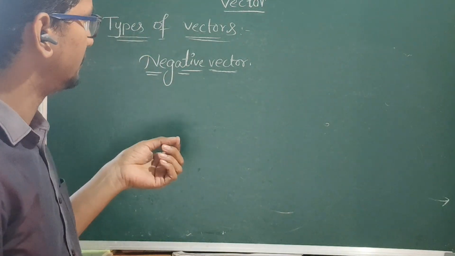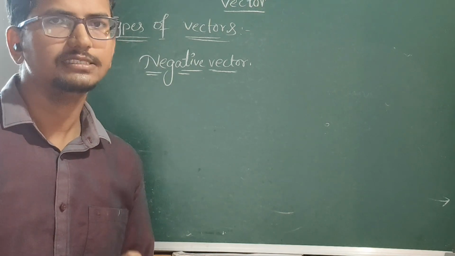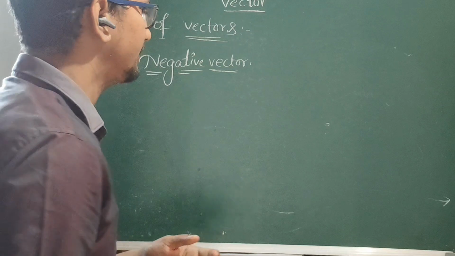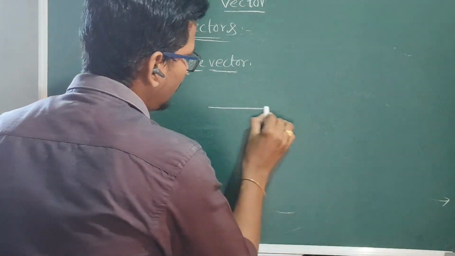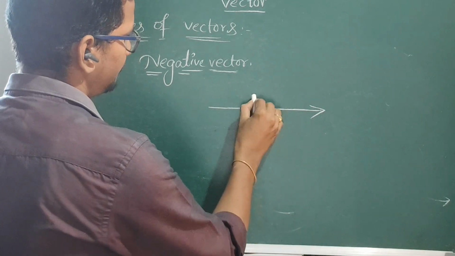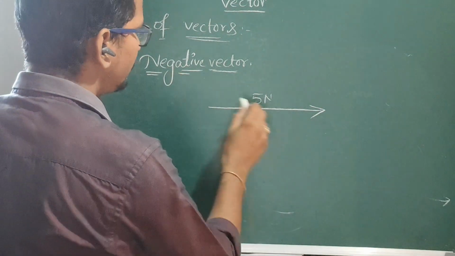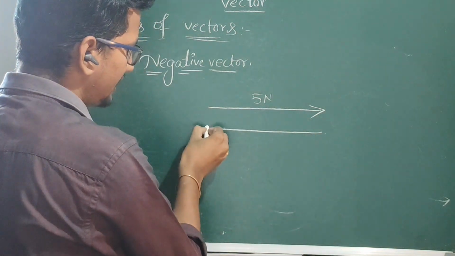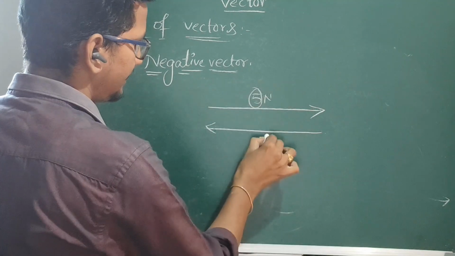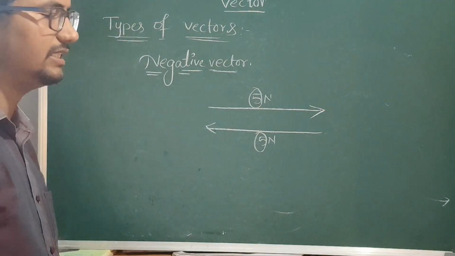Negative vector means the same physical quantity having the same magnitude but opposite direction. For example, say 5 newtons of force is there in one direction. A negative vector is always in the opposite direction with the same magnitude.